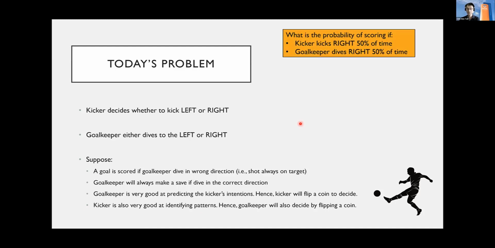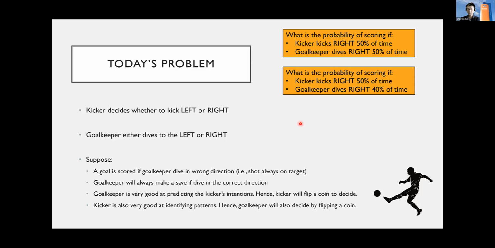The first question that I would like you to think about is, suppose that the kicker kicks right 50% of the time and kicks left 50% of the time. That means there's a 50-50 chance the kicker will either kick left or right. And if the goalkeeper does the same as well, diving left and right 50% of the time each, what is going to be the probability of, let's say, a kick resulting in a goal? So that's the first question to think about.